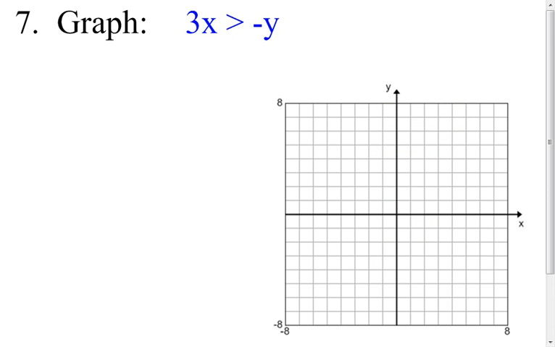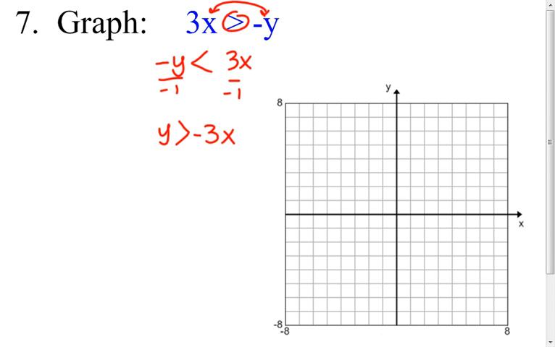And the last one, be careful. People want to just divide by negative and do that, but you have to have this in y equals mx plus b. So I'm actually going to flip-flop this. I'm going to switch these two around and switch this. So if I switch these two around, I have -y is less than 3x. Okay, now divide by -1. And because I divided by a negative, it needs to go like that.